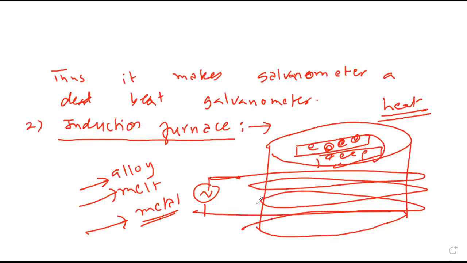So in industries, to make alloys, the induction furnace is bound with a coil connected to an alternating source. Hence, changing magnetic flux is developed, which produces a large amount of heat in the metals to be melted so that they can be utilized for useful purpose. So second one, induction furnace.